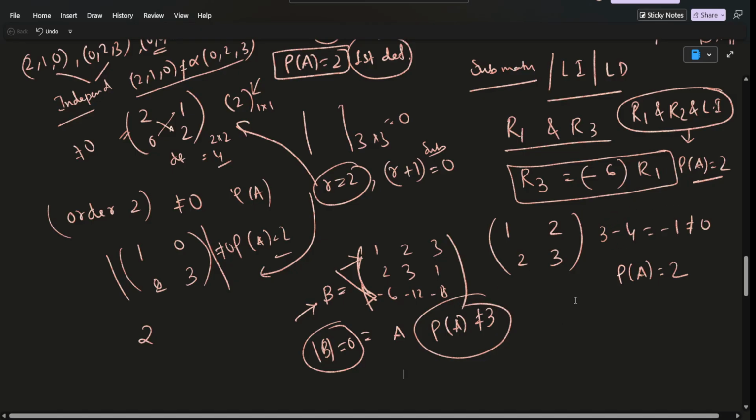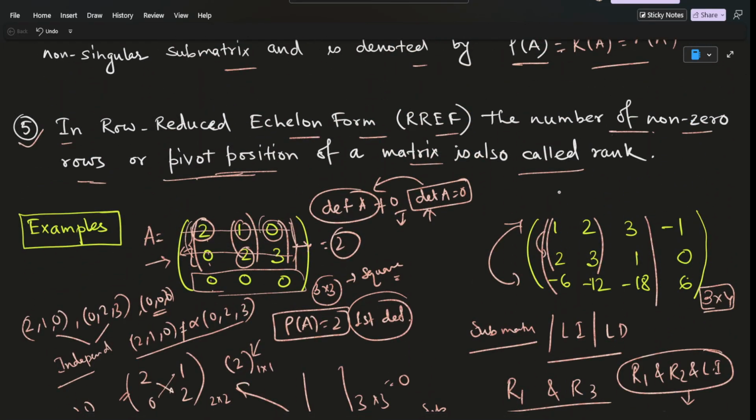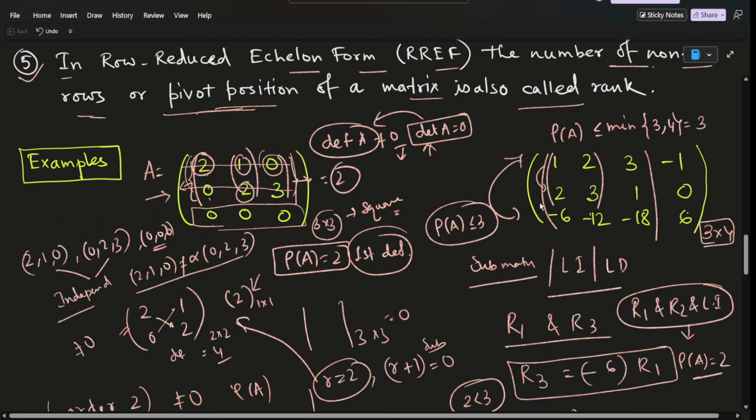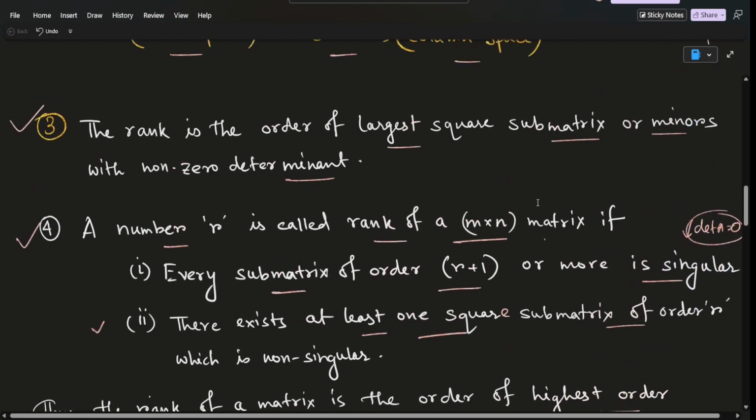Also, if we see some properties of rank, we say that the rank of A is less than or equal to the minimum of the number of rows and the number of columns. The number of rows is 3, the number of columns is 4, so the minimum is 3. That means the rank of A is less than or equal to 3, so it may be 3 or less than 3. We already checked that we get rank 2, which is less than 3, so this is validated again. See how these concepts are related to each other, the 5 definitions that I shared with you.